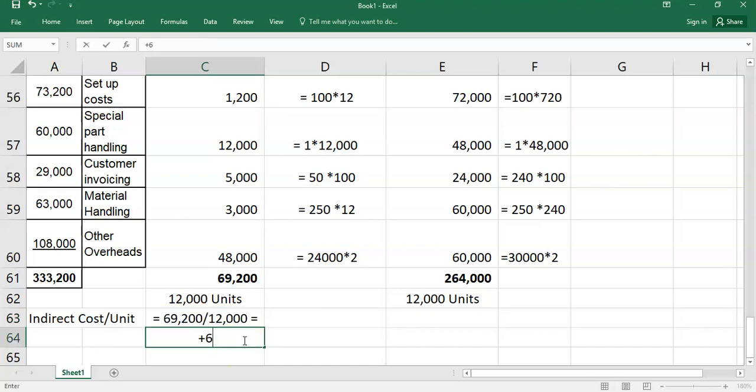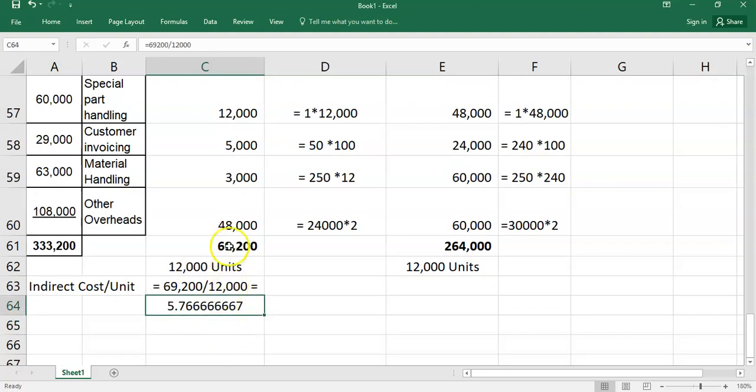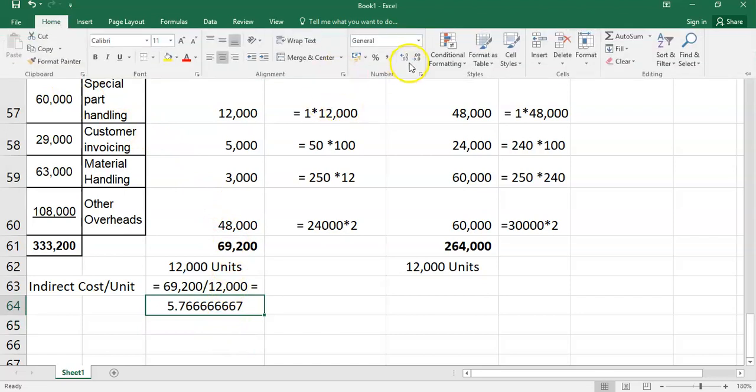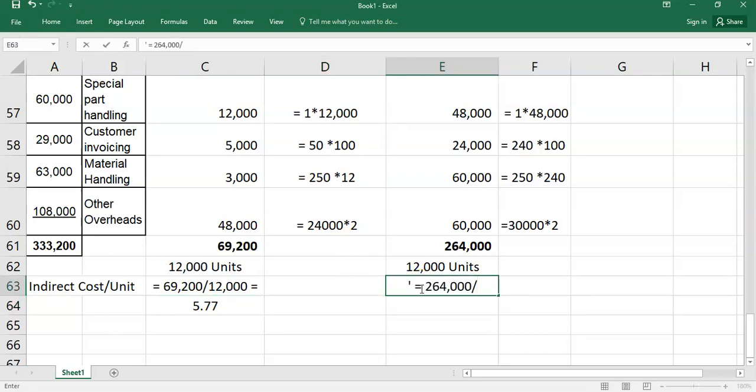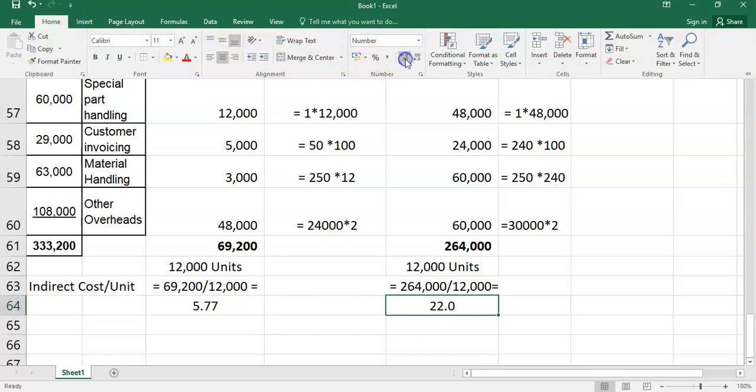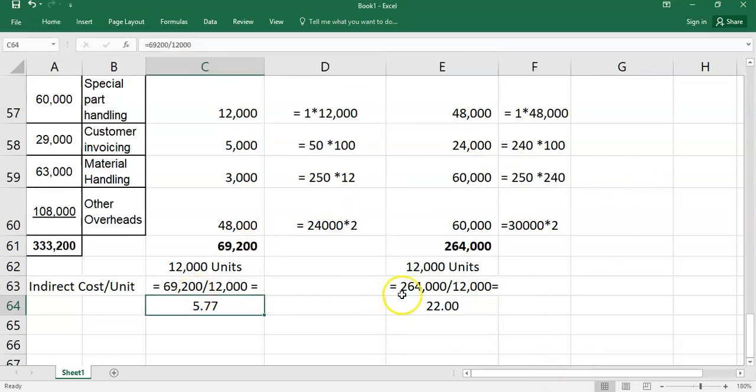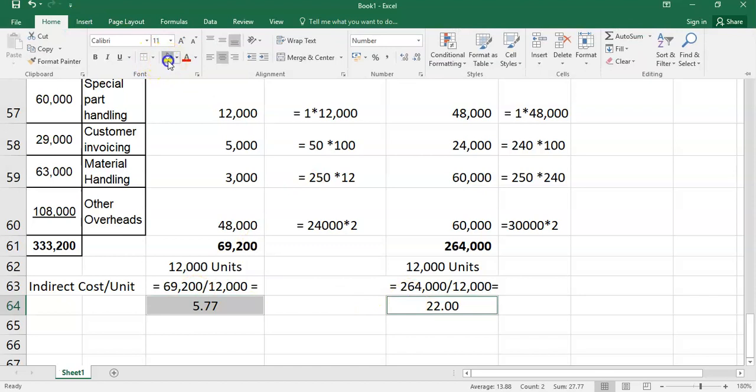And that's going to be about 5.77. So again, if you're rounding, that's fine. Just around 5.77. Whereas for deluxe, it's going to be 264,000 divided by 12,000. Which is about €22. See, is there any rounding? Exactly €22. Now, they are the two figures we're going to update in our cost analysis.